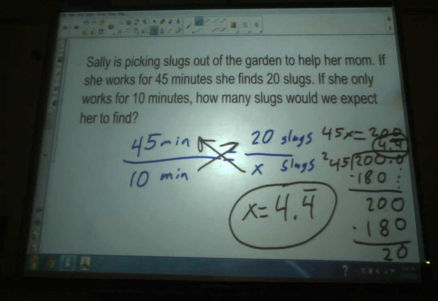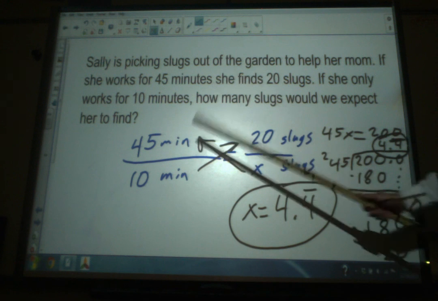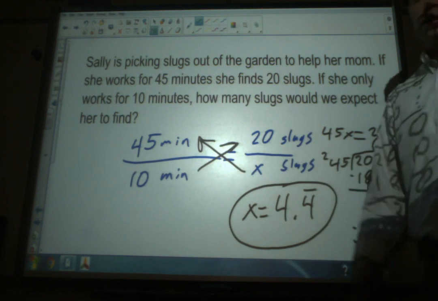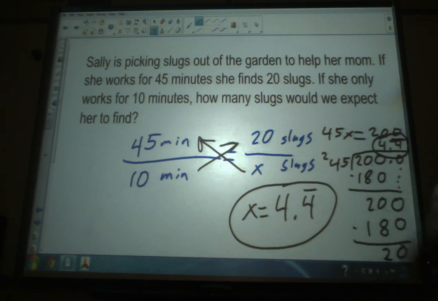All right. So that's pretty much the whole concept. Remember, most important thing: you keep minutes with minutes, slugs with slugs, cookies with cookies, grandmothers with grandmothers. Whatever it is that you are talking about, you got to keep the same thing on top that you keep on bottom. Okay. It's going to come in especially important later on when we start talking about inverse proportion. But we will get to that another day.